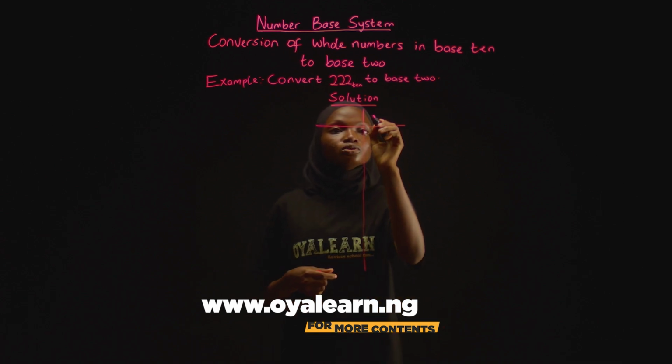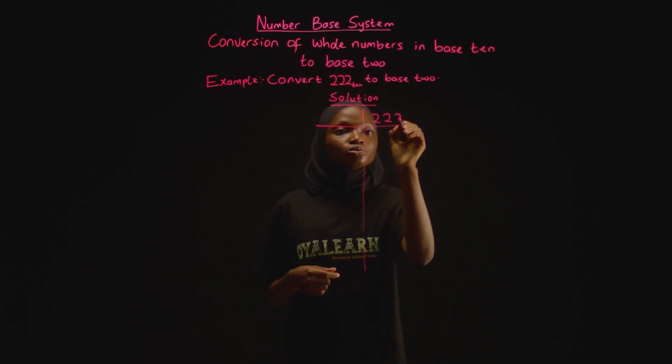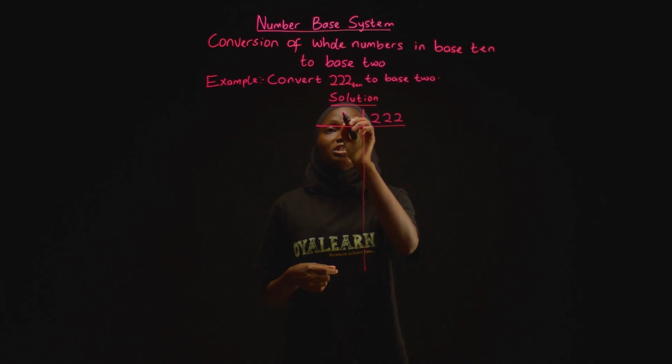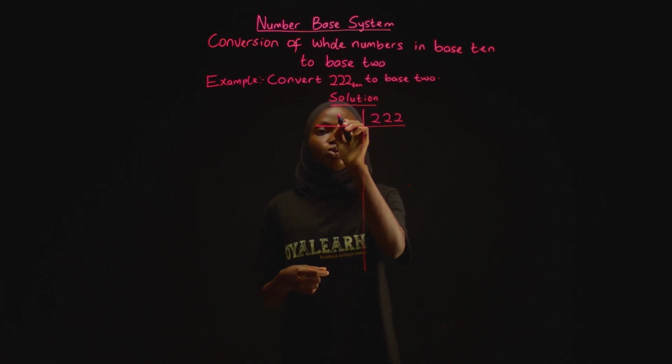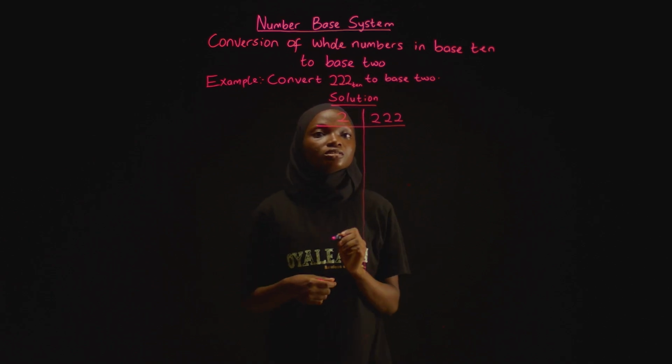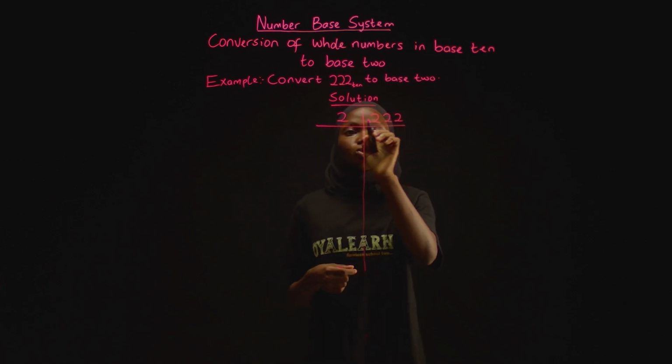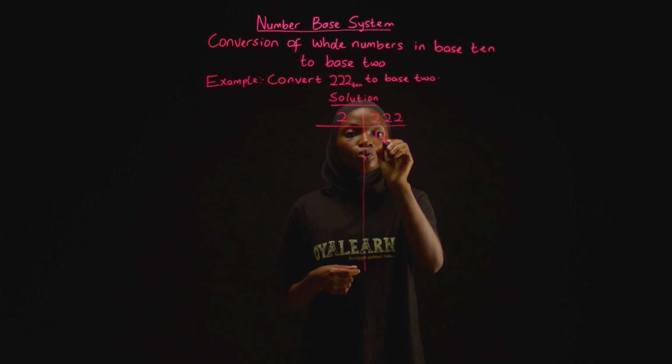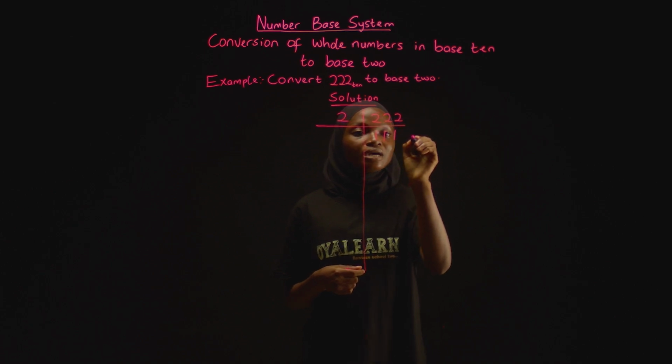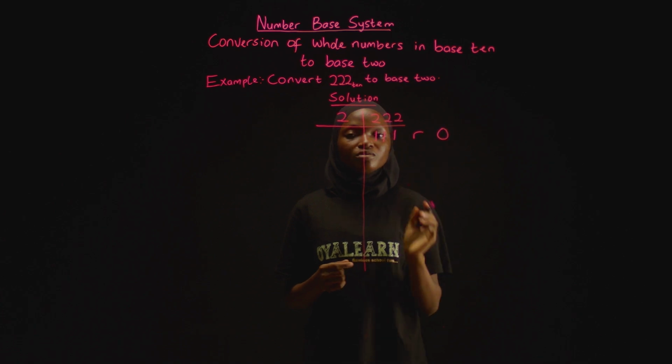We place the number given, 222, at your right hand side, and at your left hand side you place the base you are converting it to, which is 2 in this case. Then we start dividing. 2 goes into 22, we have 11. 2 goes into 1, that means remainder 0. We don't have any remainder.